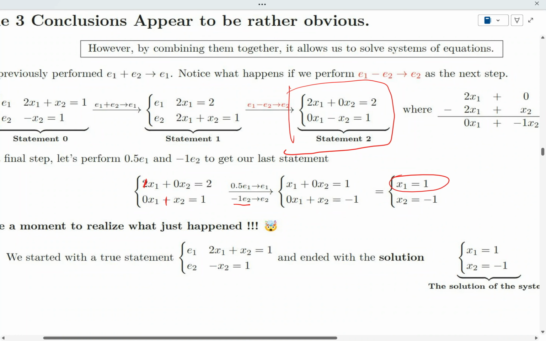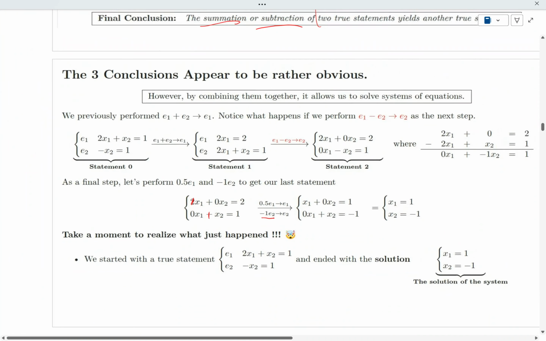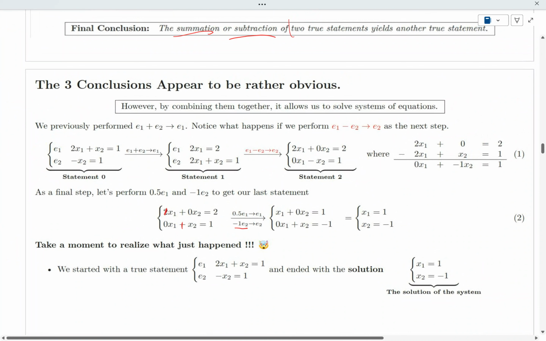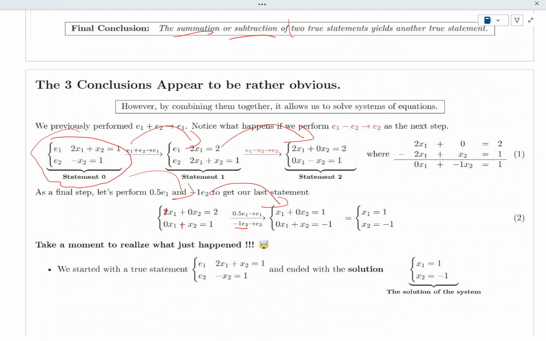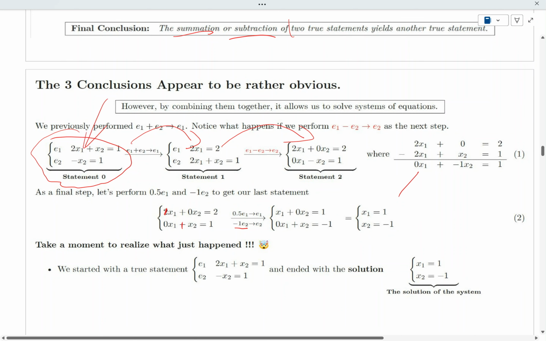And this is like the main reveal, is that we basically started with this system of equations, and by transitioning each time, we're able to reach the actual solution itself. Like at this point, we know exactly what x1 and x2 are. And basically what you need to do is to take a moment and realize what just happened. What just happened was that by manipulating the system of equations, we're able to reach the final solution.